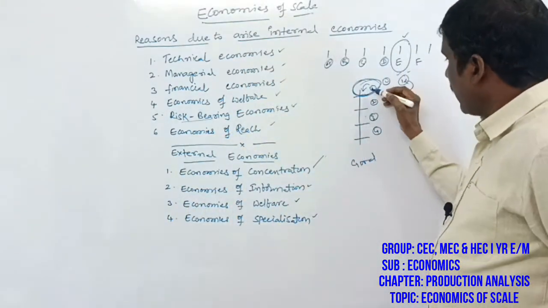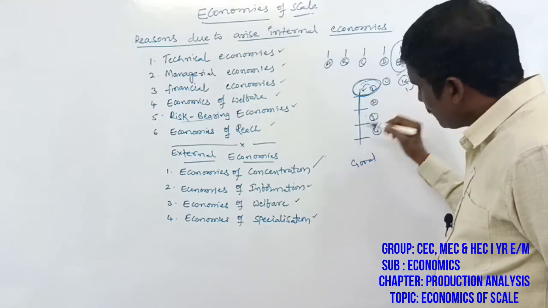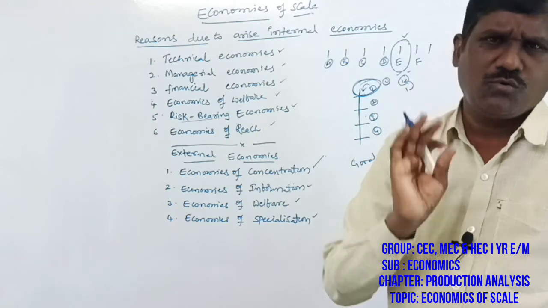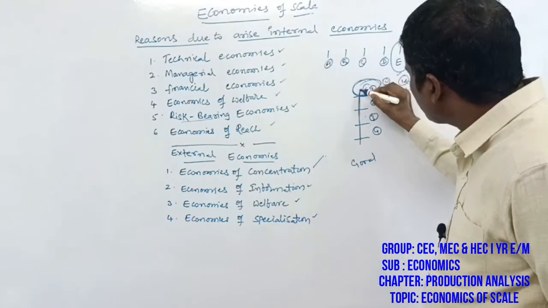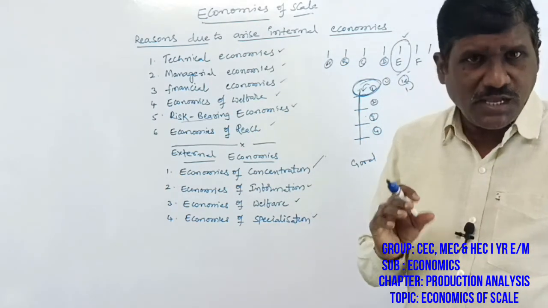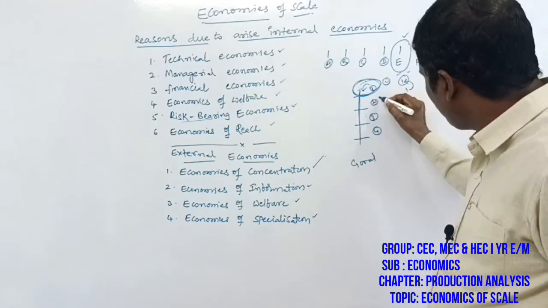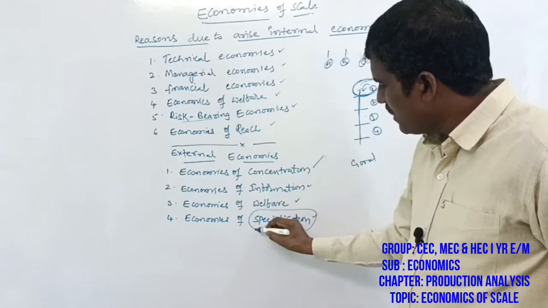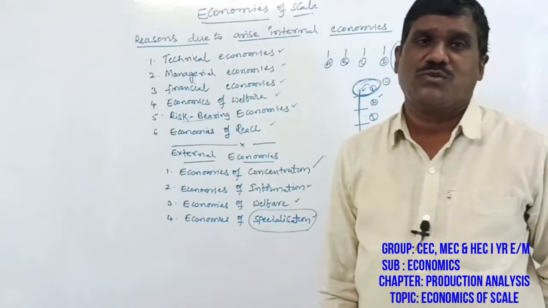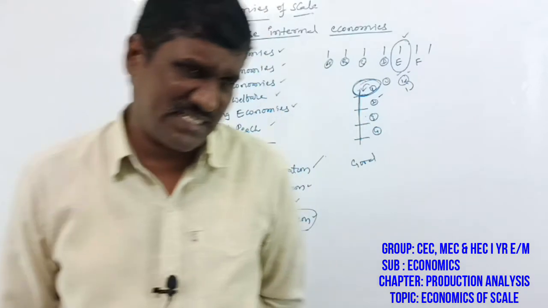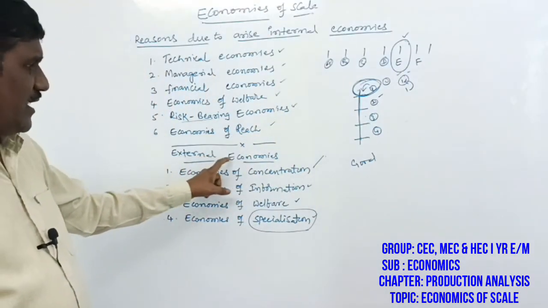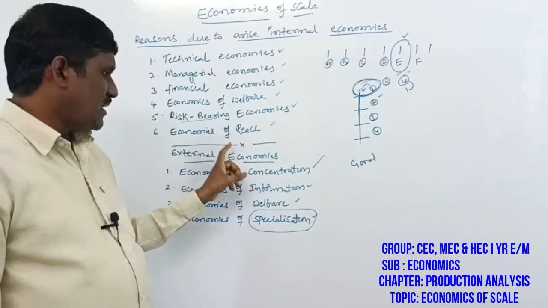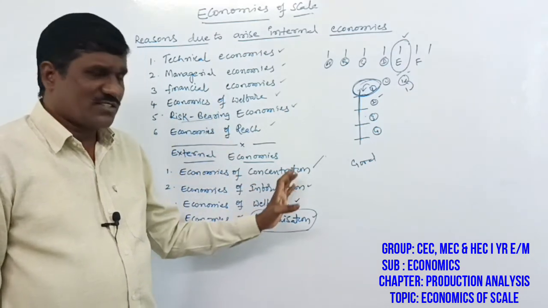In the same way, with one good, a single person will not produce the whole good. He can produce a part of the good, and another person will produce another part of the good. So then there is a possibility of specialization. This is also one of the advantages of external economies. These are the reasons for internal economies, and these are the advantages of external economies.